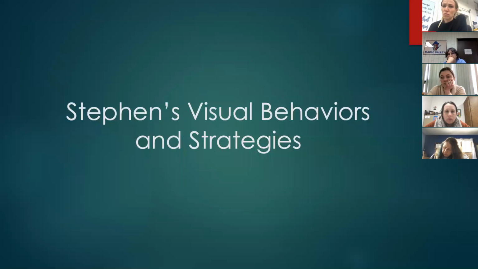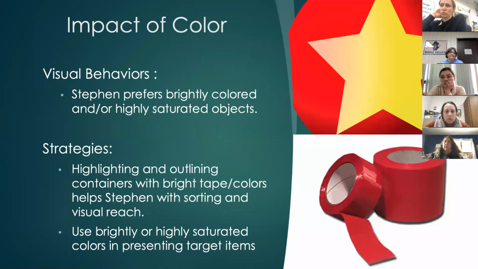All right, so we're just going to start talking about Stephen's visual behaviors and the strategies that go with them. If you remember, last time we had those 10 characteristics, and the first one we talked about was color. With Stephen, the impact of color is that he prefers brightly colored and or highly saturated objects. An example for him could be, and again, think about the students that you have, this maybe could help any student.